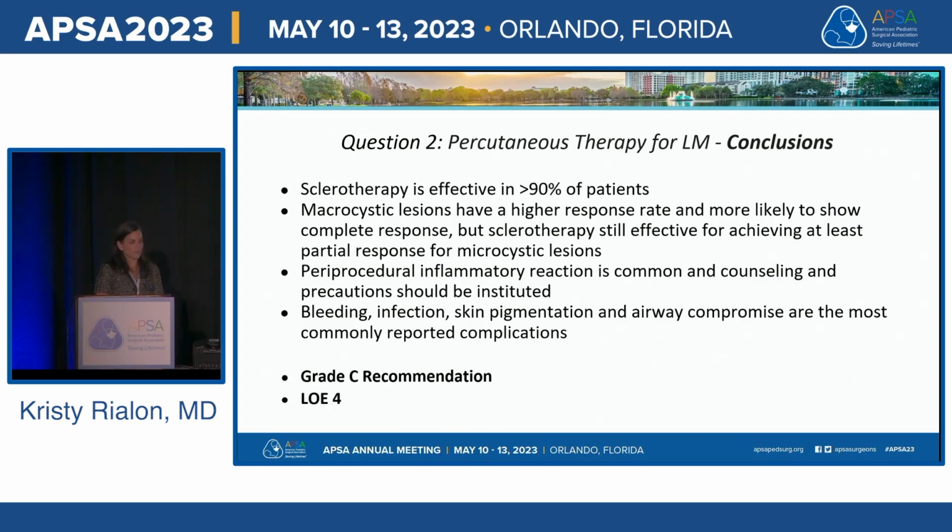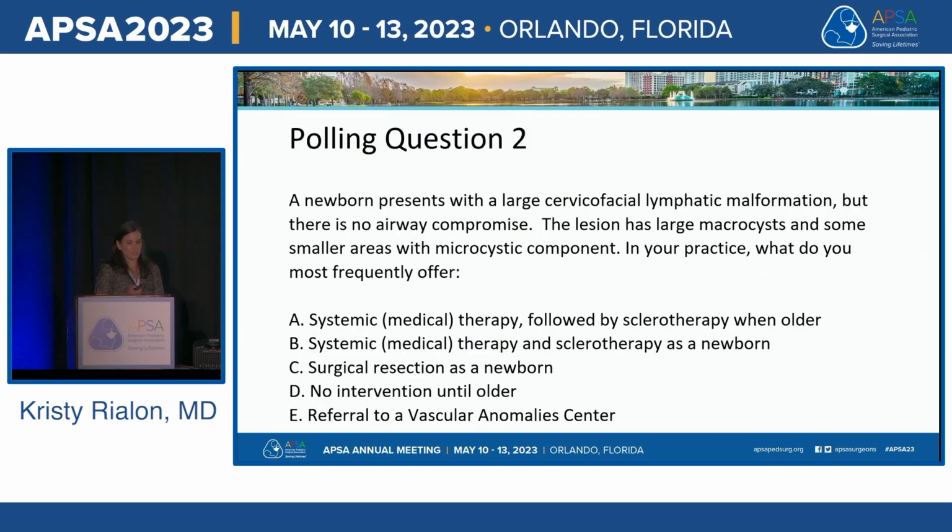So we're going to open up with our next polling question. You have a newborn with a large cervical facial lymphatic malformation, but there's no airway compromise. The lesion has large macrocysts and some smaller areas with microcystic component. In your practice, do you most frequently offer systemic medical therapy followed by sclerotherapy when older, systemic therapy and sclerotherapy as a newborn, surgical resection as a newborn, no intervention until older, or referral to vascular anomaly center? And I'm going to turn it over to Dr. Levine.